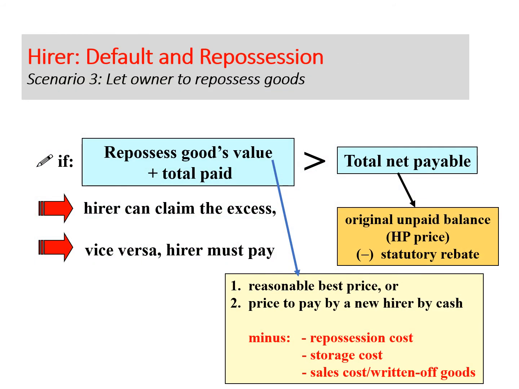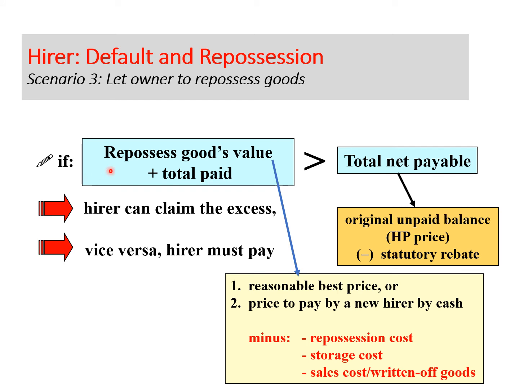So for the third scenario, we are going to look into the owner repossessing the hire purchase goods. So how do you compute the amount that the hirer will have to pay or the amount that the hirer will have to receive? What you have to do first is compare the repossessed goods value plus the total amount that has been paid by the hirer with the total net payable.